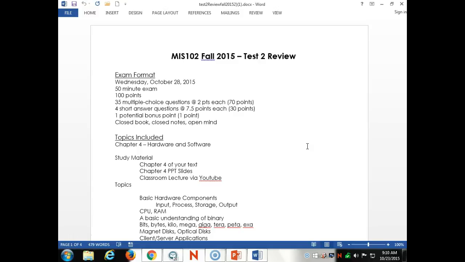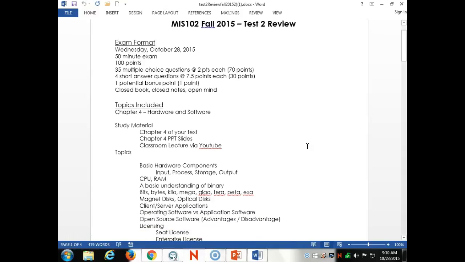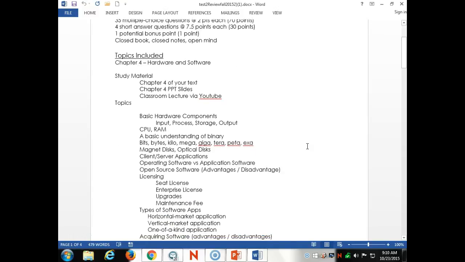The chapters that are included. The first chapter we talked about, this seems like a long time ago, was hardware and software. Remember we talked about the 5 component framework, hardware, software on the far left, that's where we started. And we talked about basic hardware components like input devices, output devices, so keyboards, hard drives, those kind of things, storage and output.